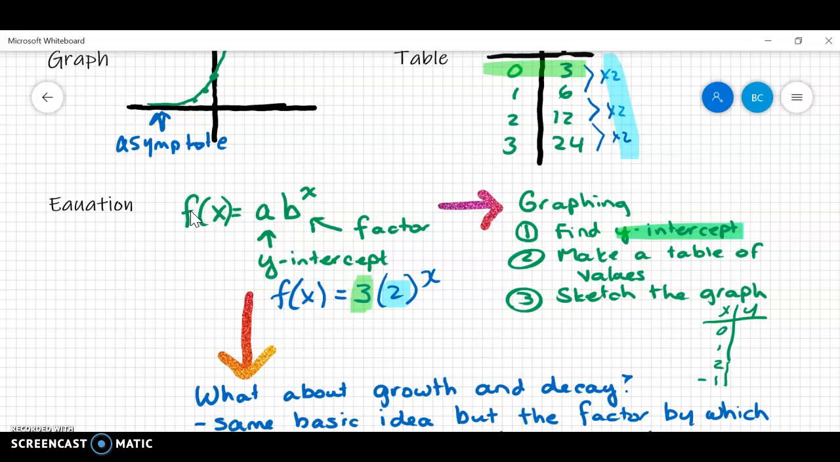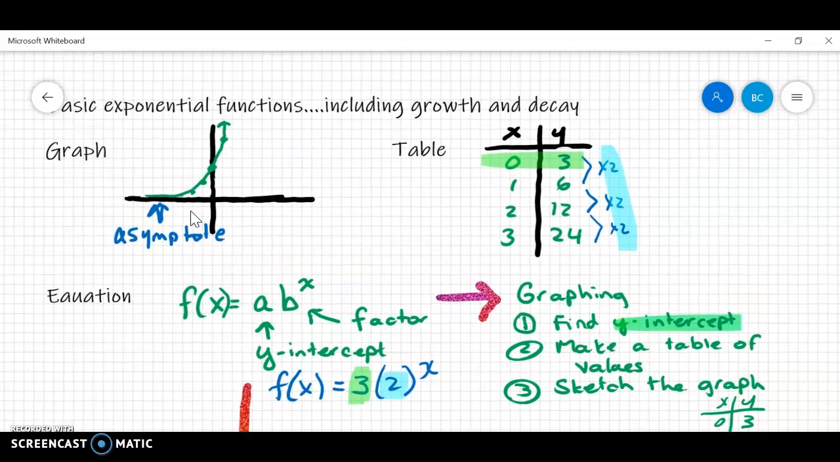So again, if I'm using the original equation, if I plug 0 in, y is going to be 3. If I plug 1 in, y is going to be 6. If I plug 2 in, y is going to be 12. And if I plug -1 in, we've got 2 to the -1 power. So we have to remember what those negative exponents do. 2 to the -1 power is the same as 1/2, and 1/2 of 3 is 1.5. So then I can sketch my graph.